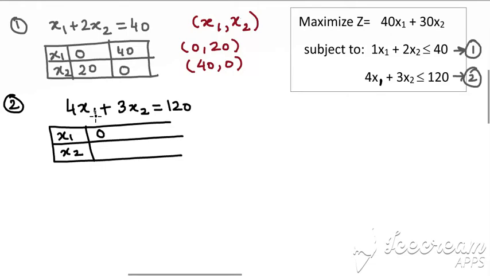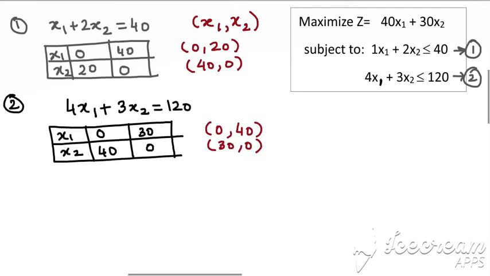If we substitute x1 is equal to 0, we get 3x2 is equal to 120, giving you the value of x2 as 40. And if I substitute x2 is equal to 0, this term vanishes, I'll get 4x1 is equal to 120, which gives me the value of x1 as 30. So now the 2 points will be 0, 40. Remember, we are writing x1, x2. Don't write the point 0, 30, it will be wrong. x1, x2. So the points will be 0, 40 and 30, 0.